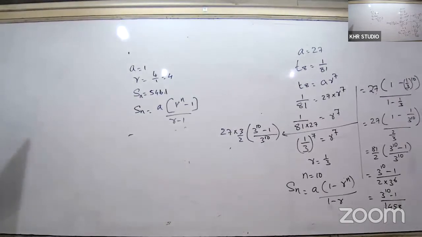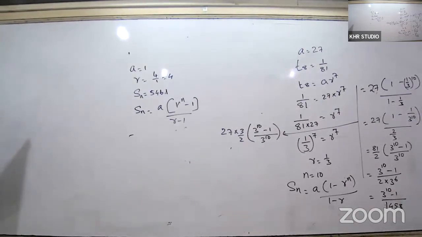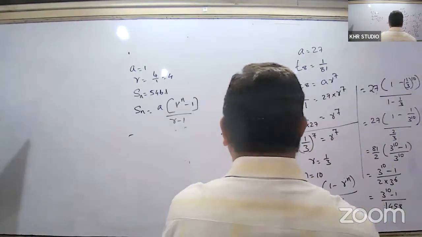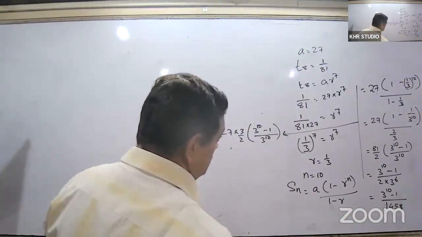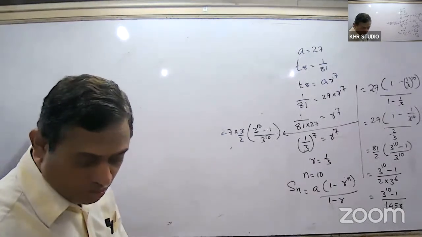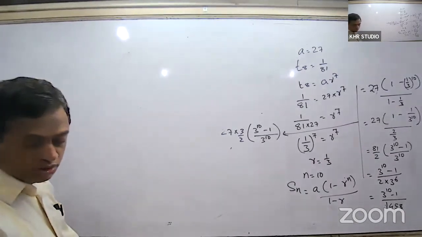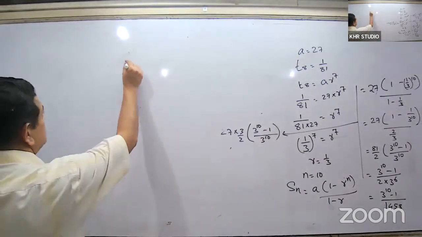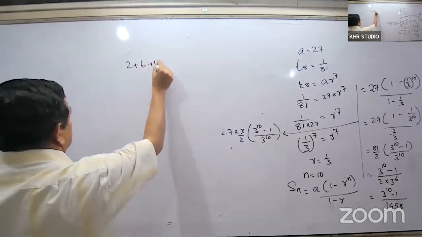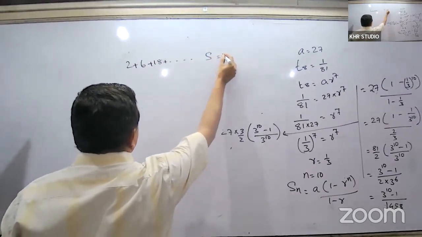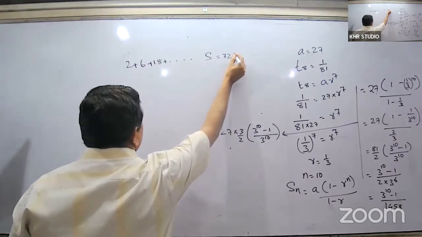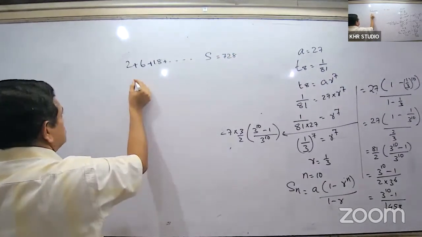So, 5th one. Question: how many terms must be taken so that the sum is equal to 728? So you have to find. Is it given as a GP? No. What is the sequence? 2 plus 6 plus 18 plus etc., where S is equal to 728. So it's a GP, right?